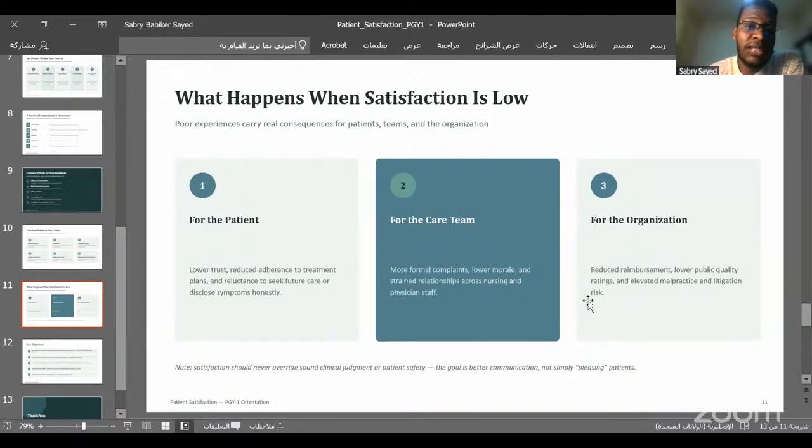And this will affect the care team or the healthcare provider as a formal complaint, lower morale, and a strained relationship across nursing and physician staffing. And the organization or the hospital will have reduced reimbursement, lower public quality ratings, and elevated malpractice and litigation risk. So satisfaction should never override sound clinical judgment or patient safety. The goal is to communicate better, not simply to please the patients.